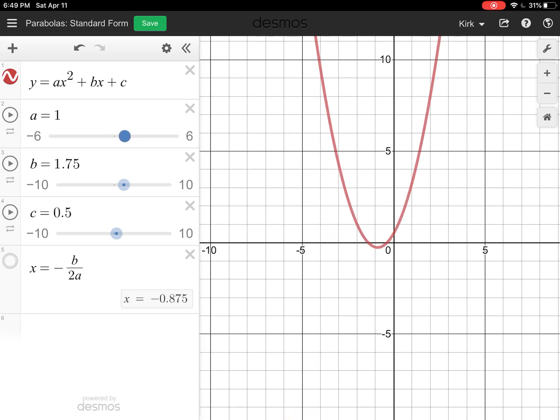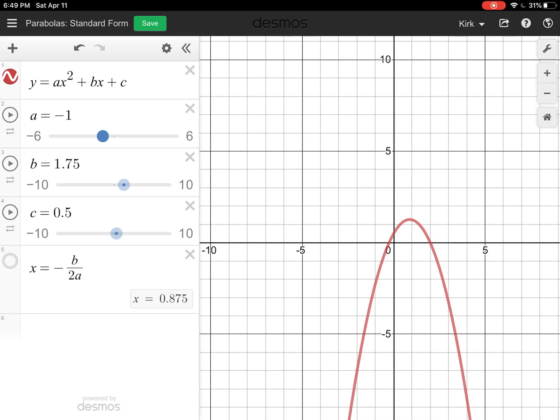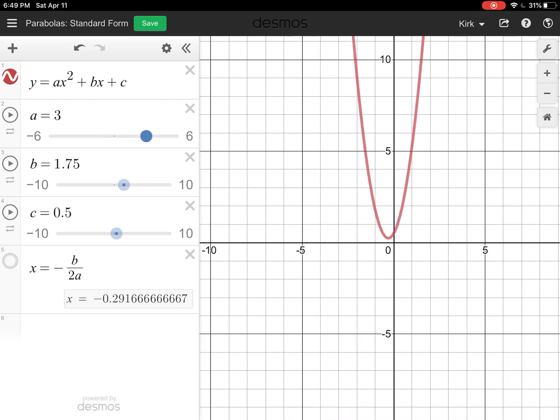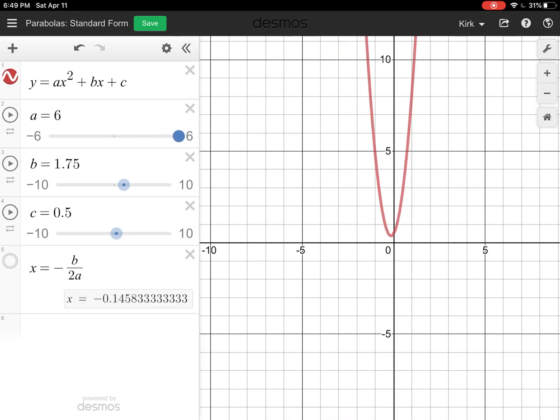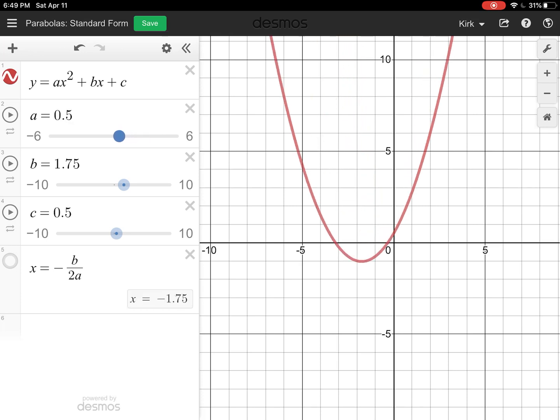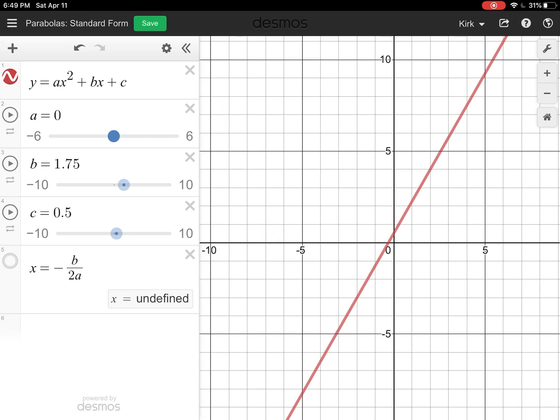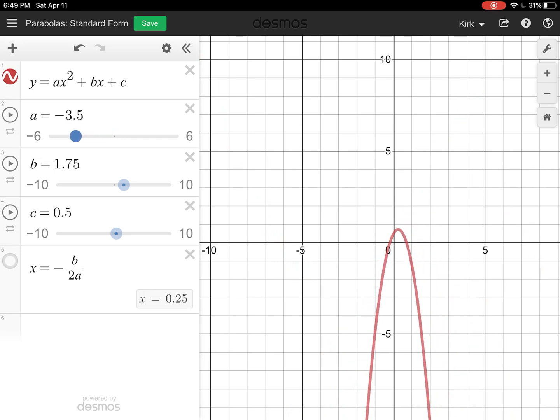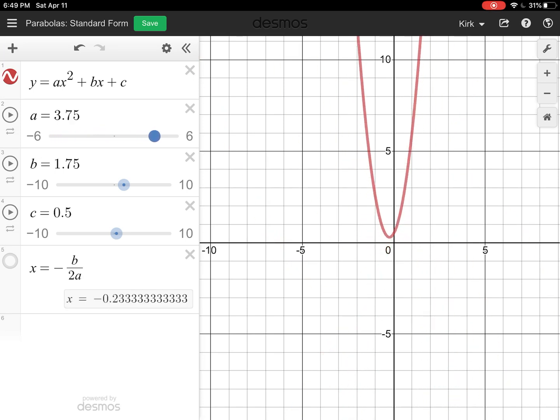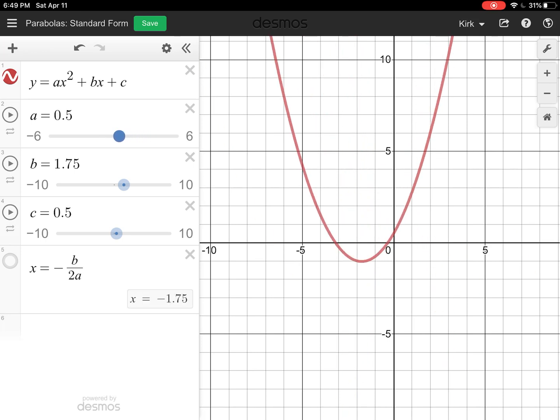When you move the A around, it either points up if A is positive or it points down if A is negative. And the other thing is that when A is a bigger number, the parabola gets steeper and steeper. When A is kind of a small number, close to 0, the parabola starts to open up, and it actually goes completely flat when A equals 0. So that's what A does. It controls the direction that the parabola opens up, and it controls kind of the steepness of the graph.